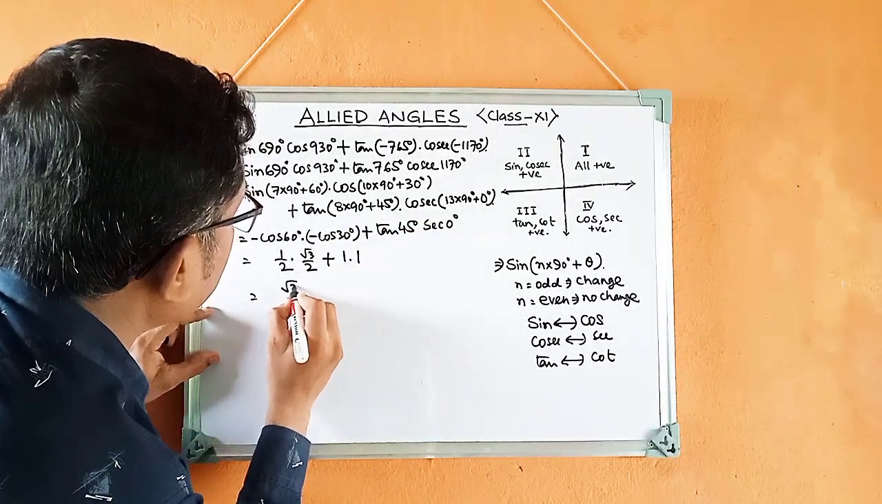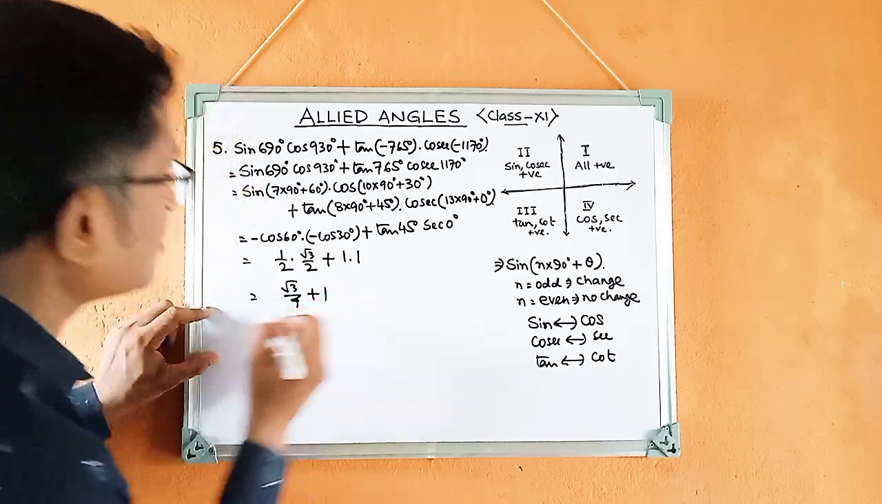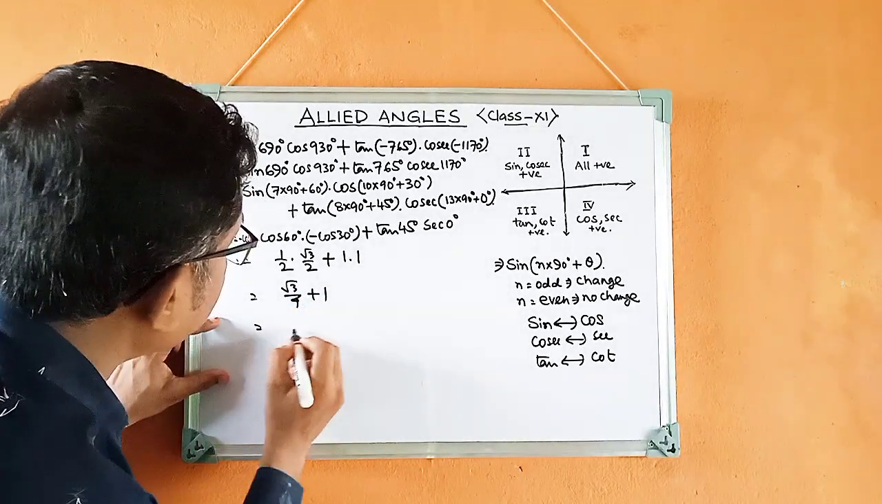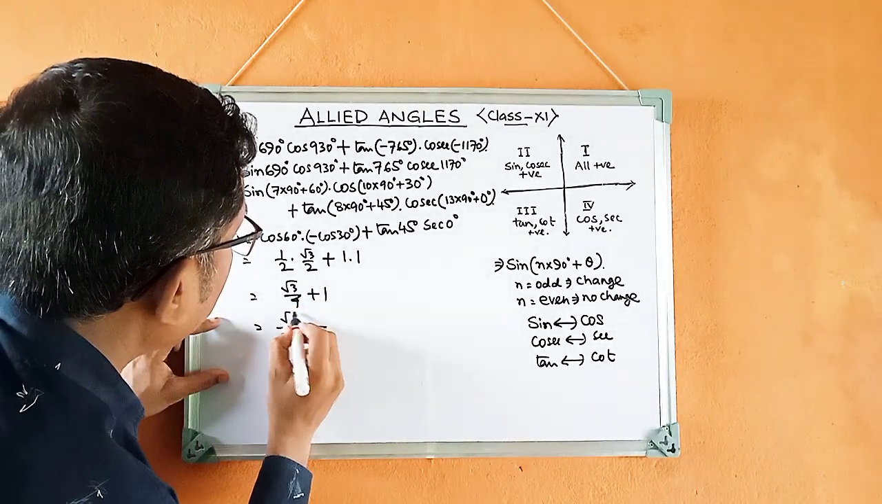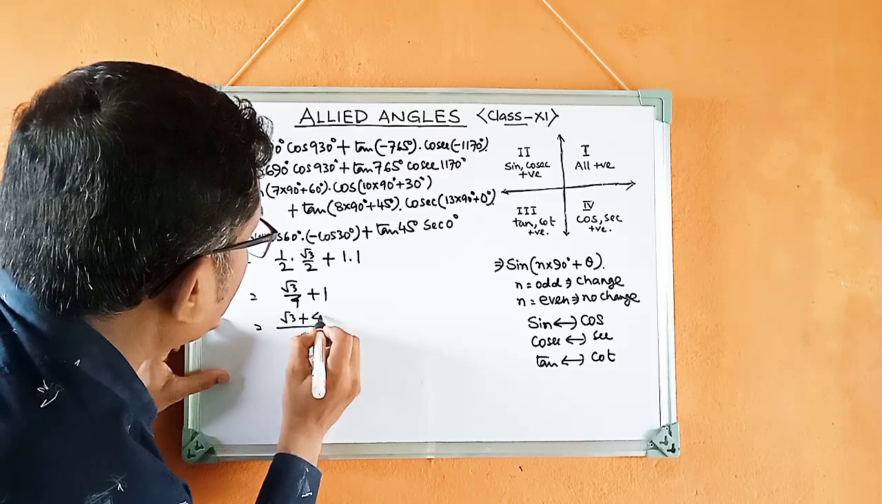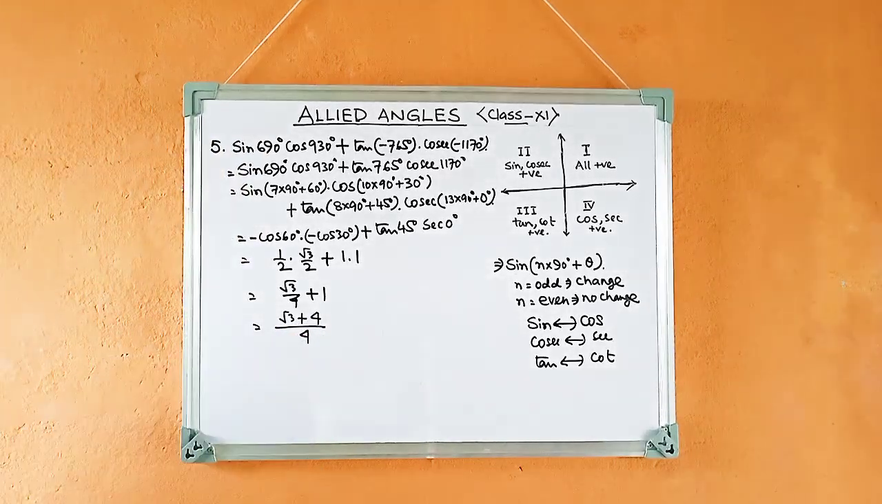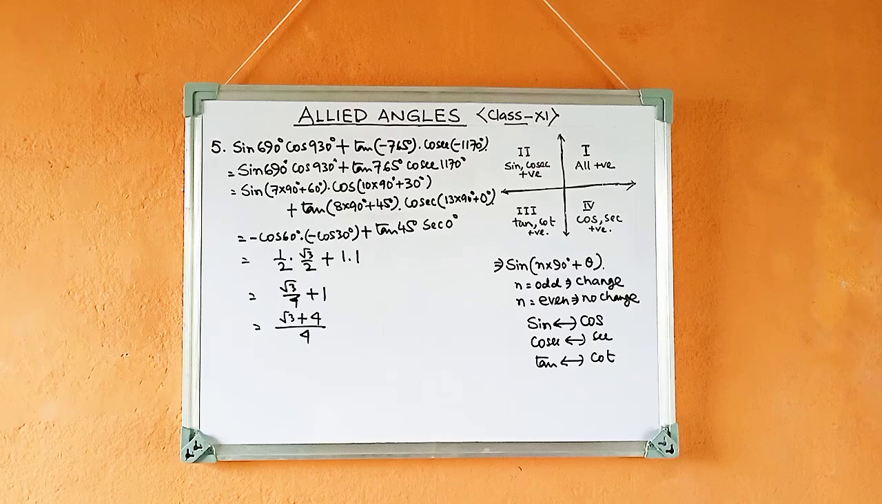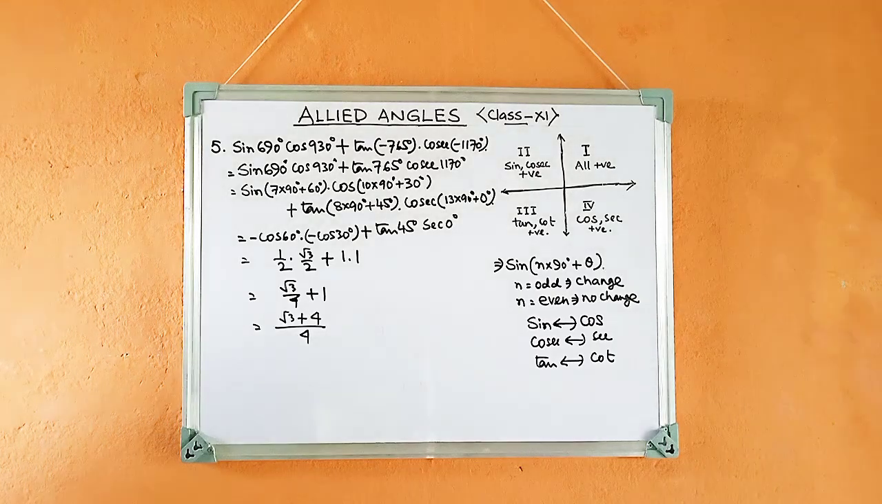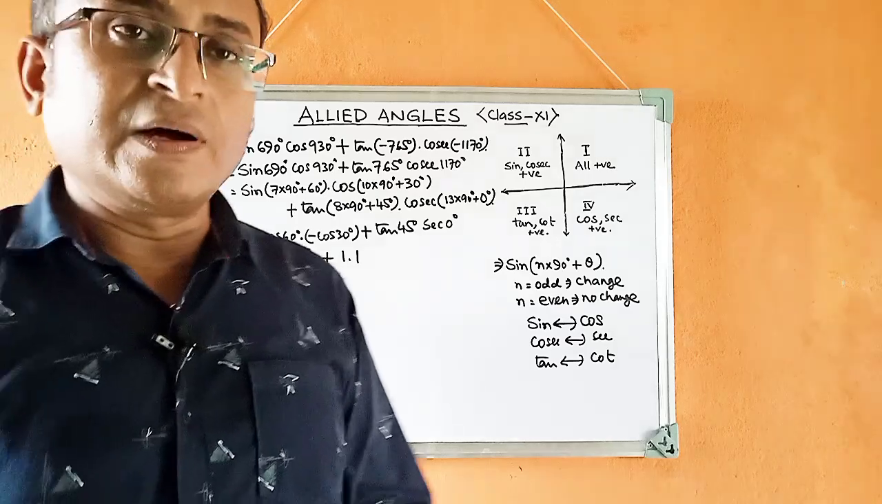So we get root 3 divided by 4 plus 1. Do the LCM, which is 4. So root 3 plus 4. The final answer is root 3 plus 4 divided by 4. This is the answer of this sum. Hope all of you understood.